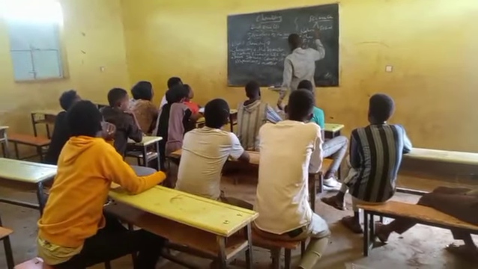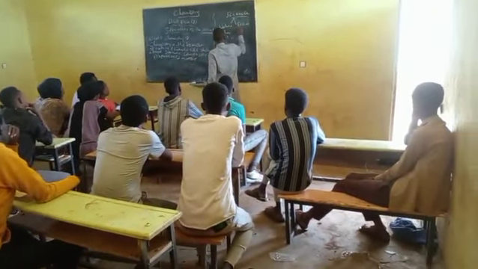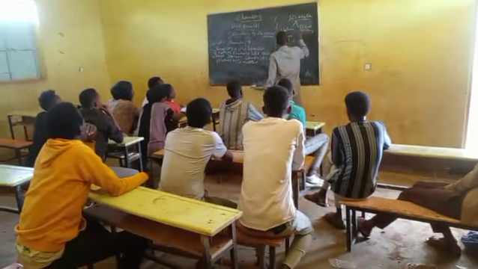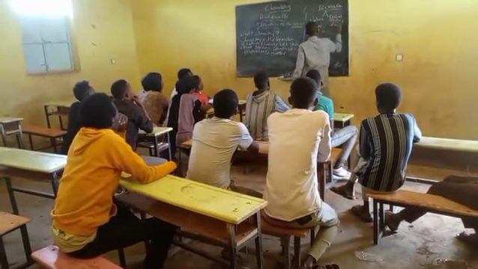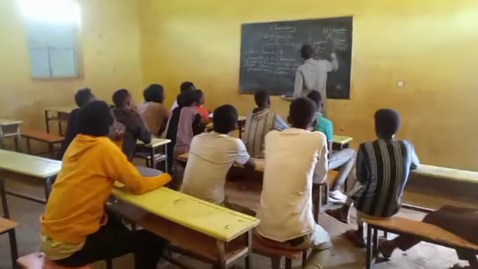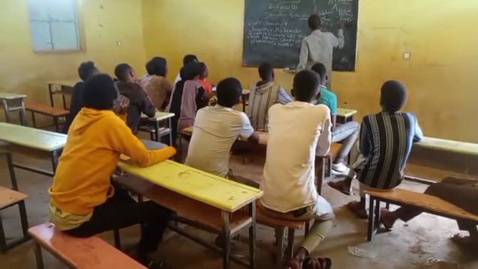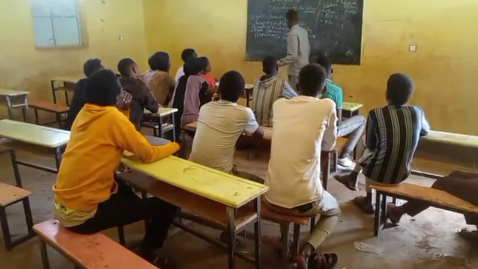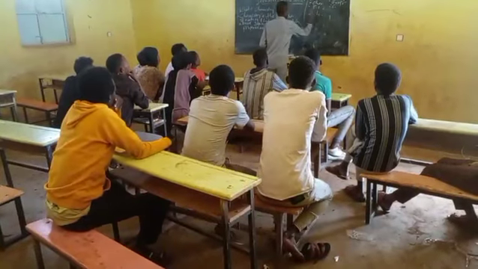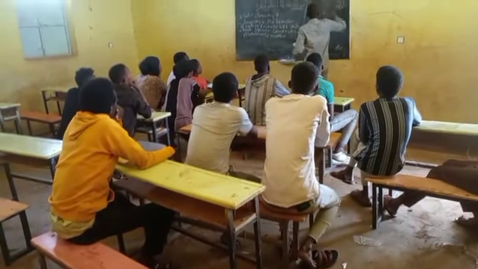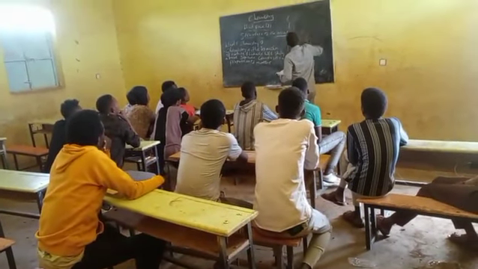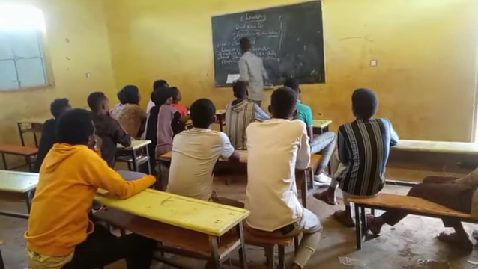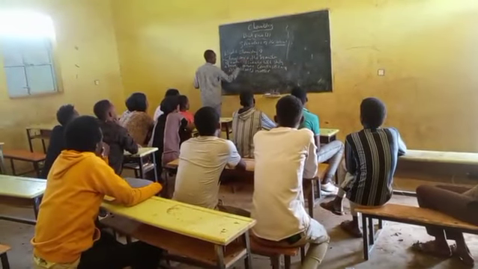And the social science: history, geography, civics and legal education are included under social science. Very good. So chemistry is under the natural science.